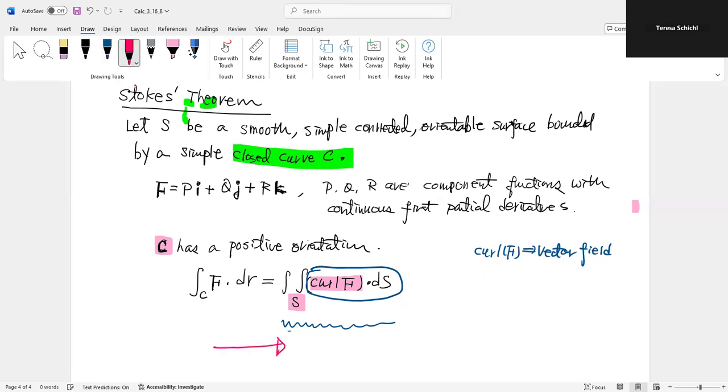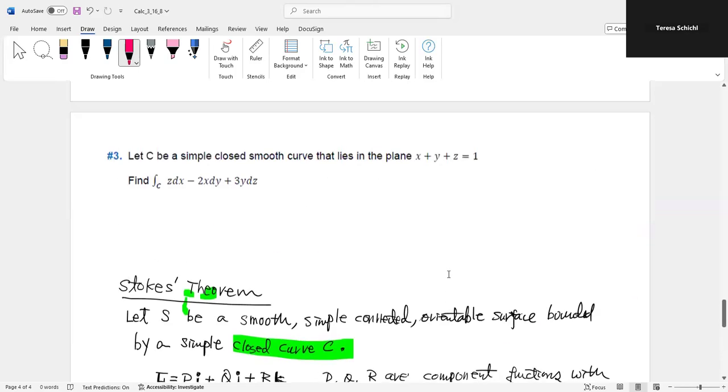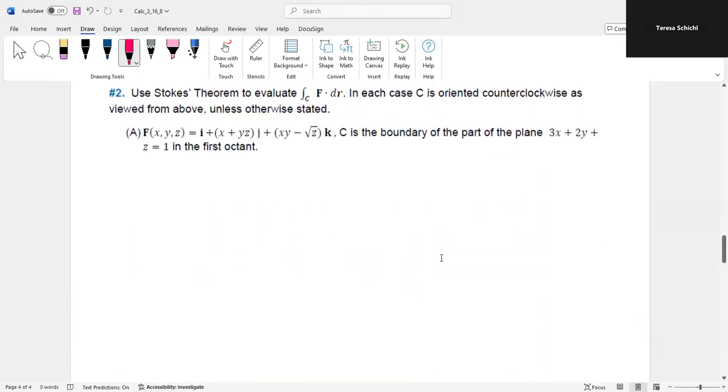The problem asks us to find the line integral, but it turns out the line integral is very tedious or difficult to find. So maybe we can use the curl idea to do a surface integration here. All right, now let's take a look. What type of problem will we look at, using the surface integration to find the line integral? Let's take a look at this problem here.